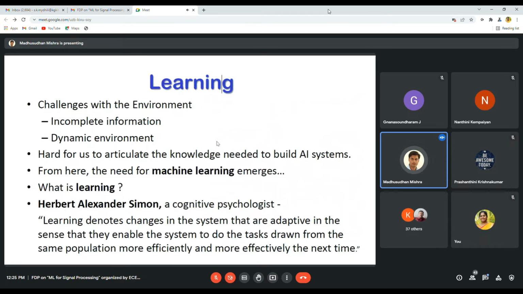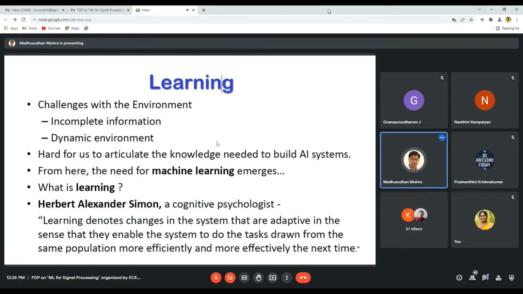Then we know that learning basically is a challenge with the environment. We may have incomplete information or we may have a dynamic environment, and in that case, if the machine learns from some experience, then we say that okay, this is artificial intelligence, or from this learning, the concept of machine learning emerges.